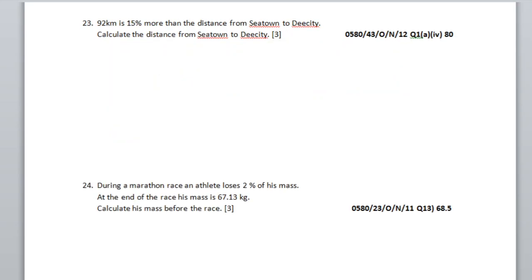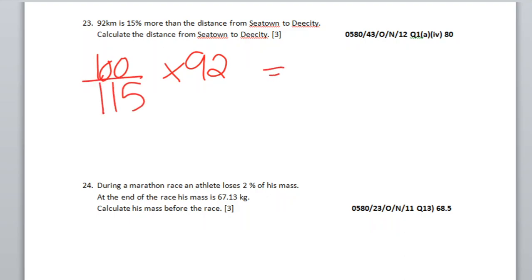Question number 23. 92 kilometers is 15% more than the distance from C town to D town. Calculate the distance from C town to D town. Again, reverse percentage. 92 times 100 over 115, which will give 80.